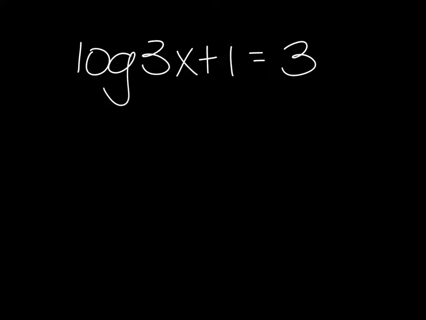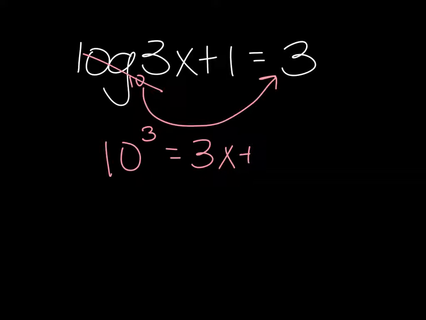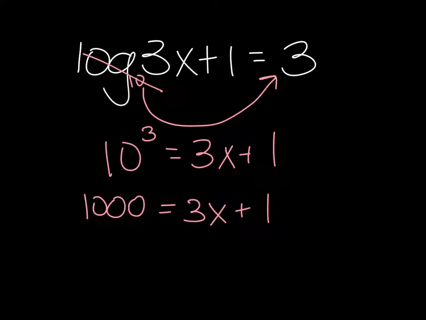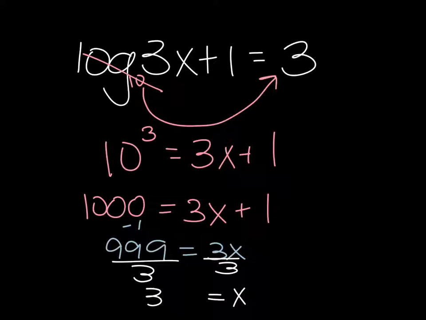So what's the base on that log? 10. So I can get this into exponential by 10, coming over and picking up the 3, dropping off and leaving the 3x plus 1. If that base was anything other than 10, I would use whatever the base was. So if it was log base 5 of 3x plus 1, then I would do 5 to the third. Okay, you just do whatever it is. So this is 1,000 equals 3x plus 1. And then I would subtract the 1, 999 equals 3x, and then divide by 3. And x is 333.